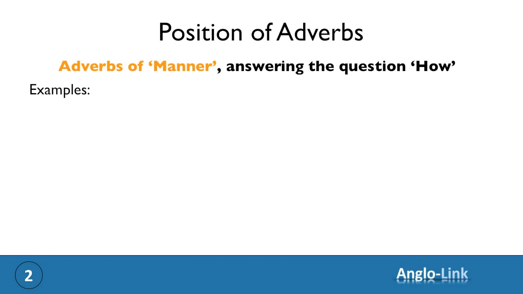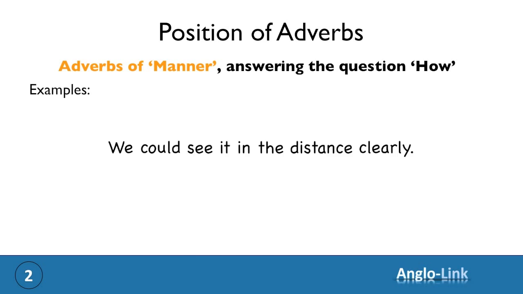Let's look at another example. We could see it in the distance clearly. So you have the who, what, where in the distance, and the how, clearly. As it's an ly adverb, you can move it before the main verb and stress it with your voice. We could clearly see it in the distance.